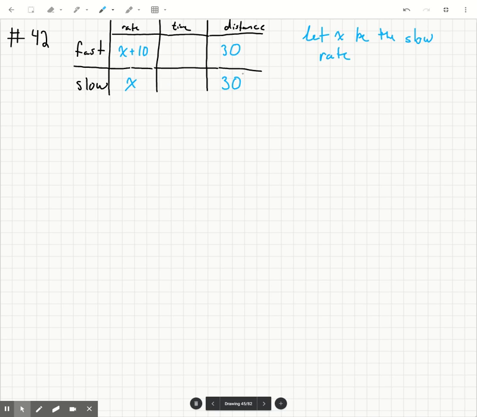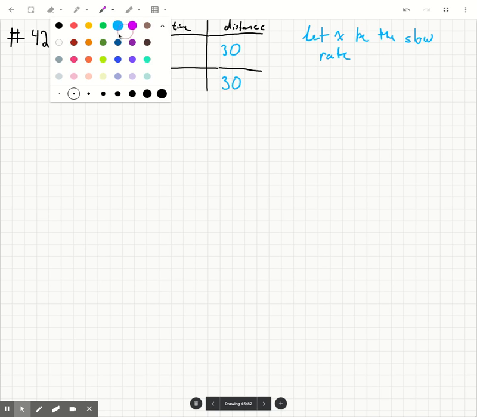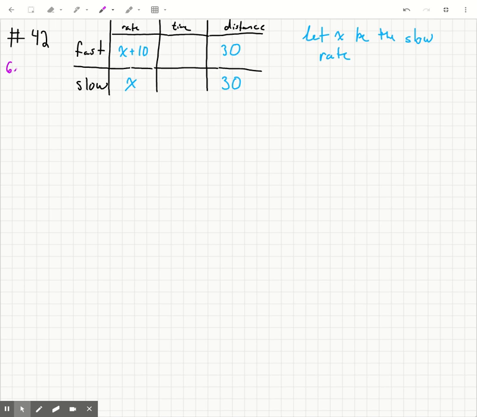I guess because this is kilometers and this is kilometers per hour, and then we're talking minutes, what is 6 minutes? Let's put this on the side over here. So 6 minutes, how many hours is that? That would be 1/10 of an hour, right? Okay, so let's establish that. We know that distance over rate is the time that it would take. So this is 30 over X for the slow rate. The fast rate, we can say it's 30 over X plus 10.